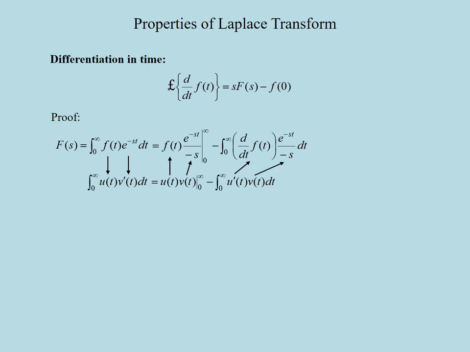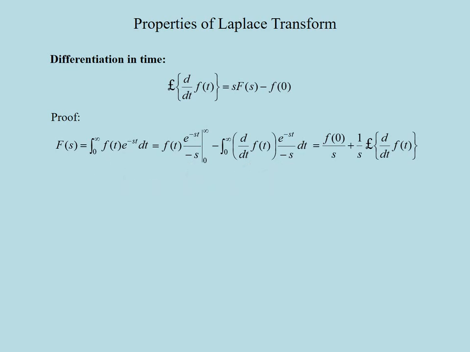Evaluating the first term and taking minus s out of the integral in the second term, we see that the remaining integral is a Laplace integral. In fact, it is the Laplace integral of the derivative of f of t. Now, multiplying both sides of the equation with s, we can solve for the Laplace transform of the derivative of f of t as s times capital F of s minus f of 0.